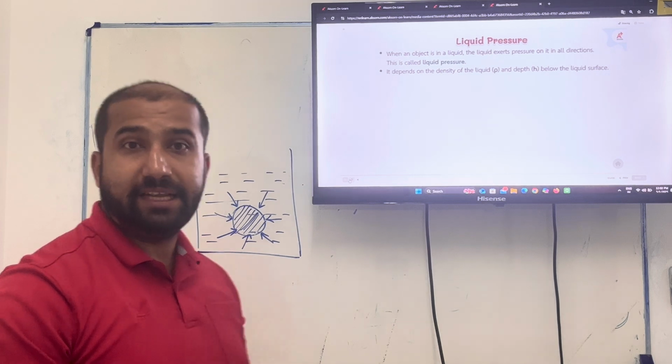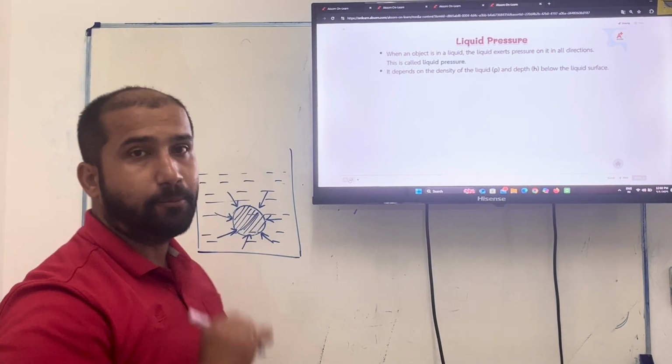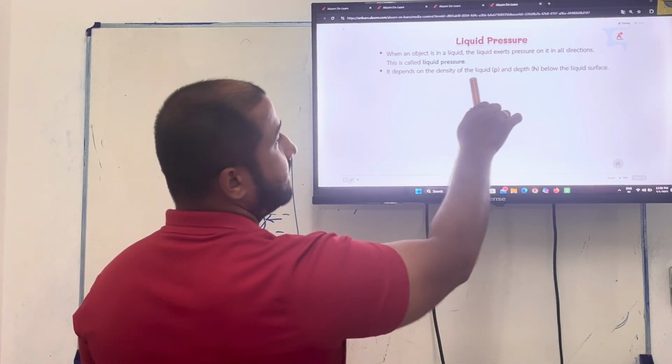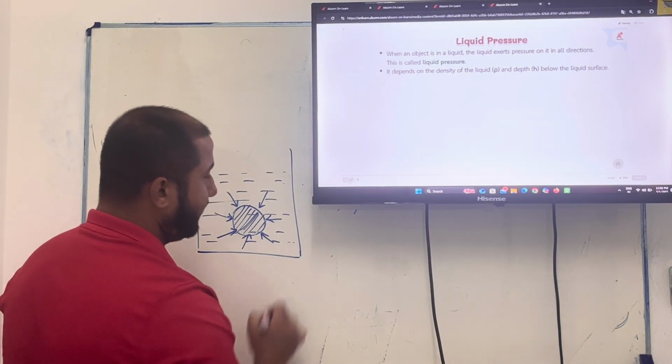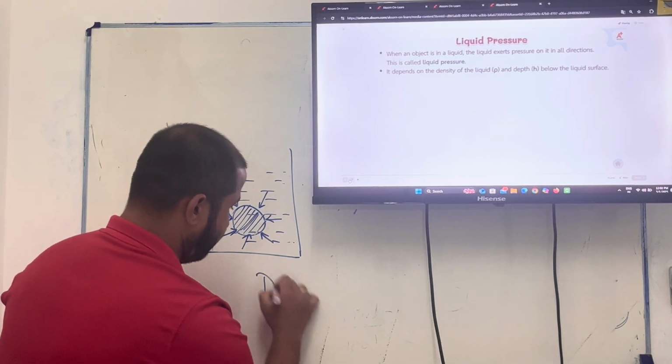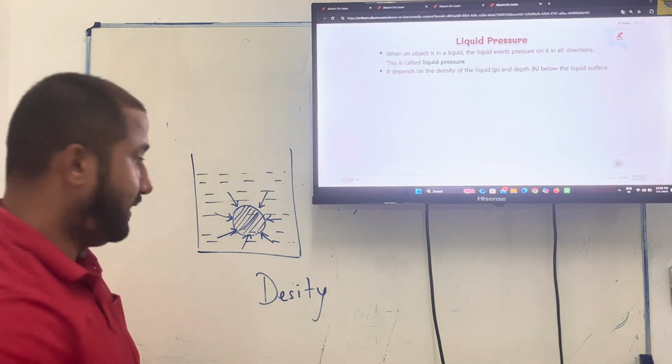Now, this liquid pressure depends on two important things. The first is the density of the liquid. So what type of liquid is this? Density of the liquid.